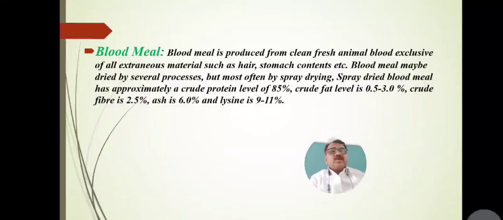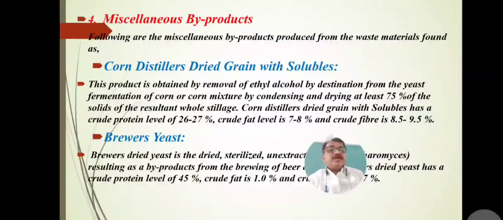Then the last byproduct is called the miscellaneous byproduct. We have seen meal byproduct, oil extractives, and animal byproduct. Instead of these, other various products and ingredients are formed by a number of other industries and different processing mills.